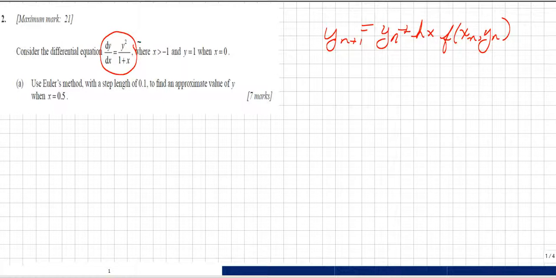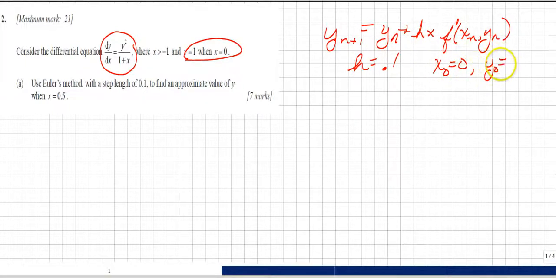Now, f of x sub n, y sub n stands for the function of the derivative. It's a little confusing. I've seen it before written with the prime sign, so you understand that that is the derivative that's given. So I'm going to put the prime sign in there, even though it's not on your formula sheet. Now, we want to approximate at x equals 0.5 with a step length of 0.1. The step is your value of h, so that is 0.1. It says that the initial x is 0, so x sub 0 is equal to 0, and the initial y is 1. We need that information to get started.